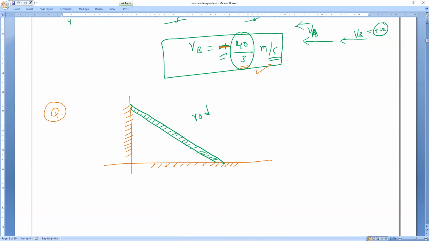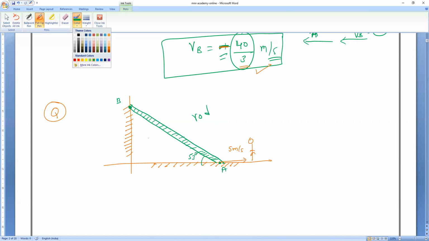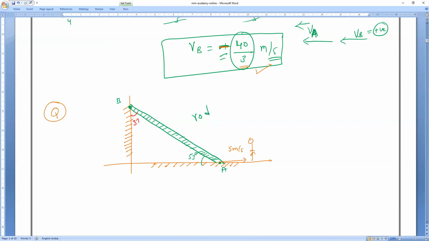Now notice it very carefully. This is point B, and this is point A. Be very careful. Imagine somebody is standing here and pulling this body in this direction with 5 meter per second. Here it makes an inclination of 53 degrees, and at the other end it makes an angle of 37 degrees.